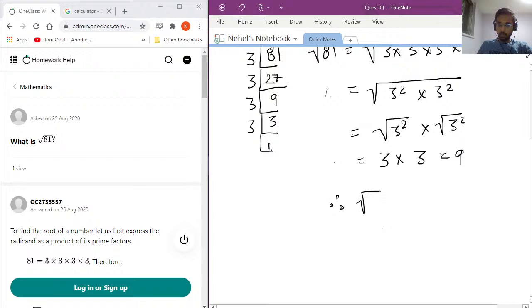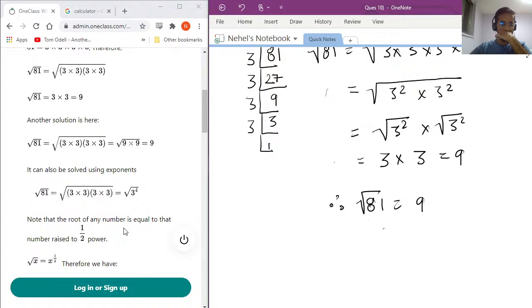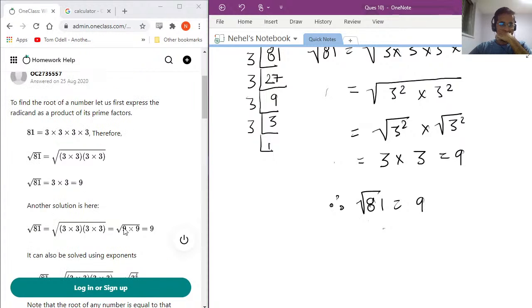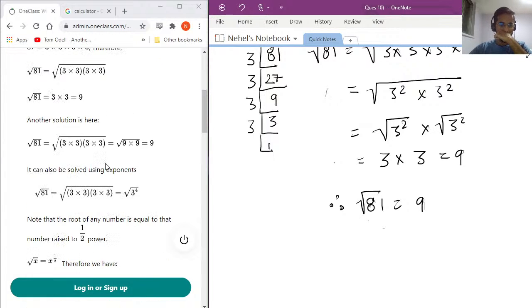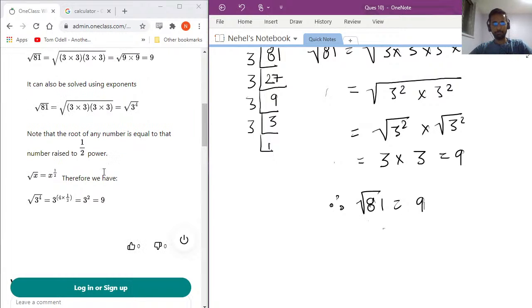Therefore, the square root of 81 is nothing but 9. So looking at the solution, the square root of 81 is the square root of 3 squared times 3 squared, which is 9. So that's perfect.